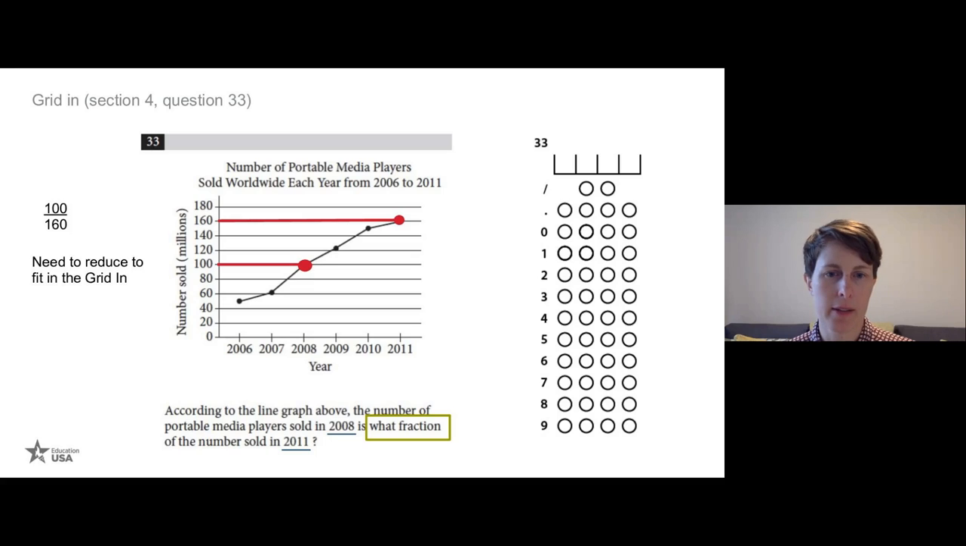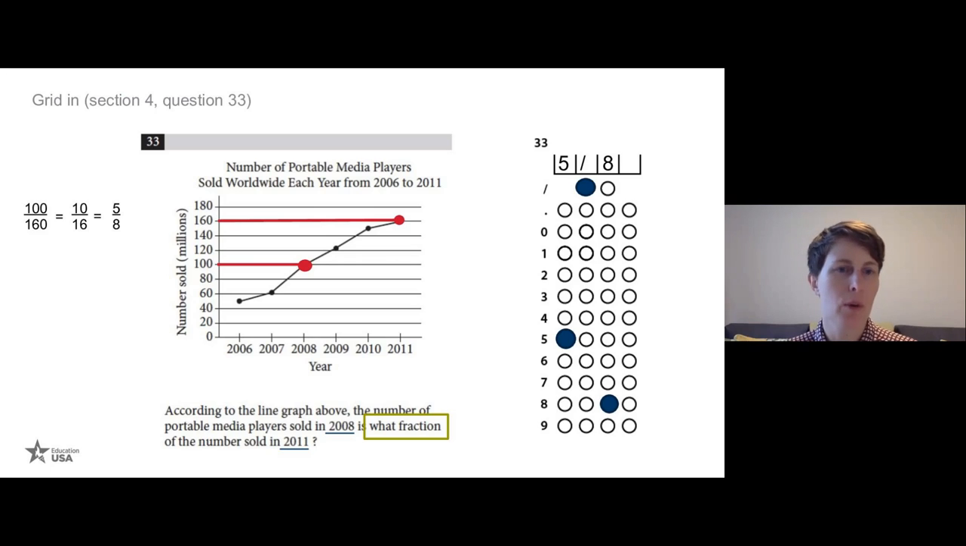Exactly, 5/8. Excellent work. So of course it is 5/8. Even if you were to reduce it to something like 10 over 16, that would still be too high to be able to accurately grid it in. The other thing you could do is put 100 over 160 into your calculator, and the decimal that comes up, you can put that in. That would also be correct, right?